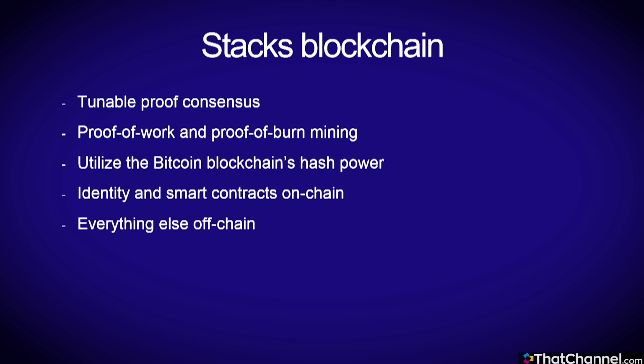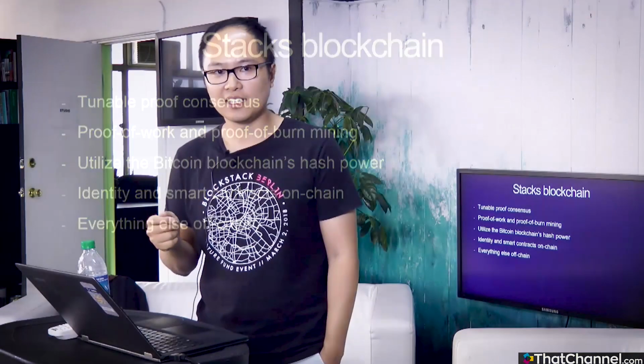So with proof of burn, the miners will burn Bitcoin and receive Stacks tokens as a mining reward on the Stacks blockchain, which means that we're actually utilizing the hash power of the Bitcoin blockchain in order to bootstrap the Stacks blockchain. And this means that it's much, much harder for someone to gain over 51% of the network on the Stacks blockchain.